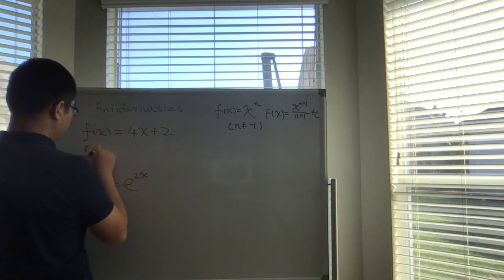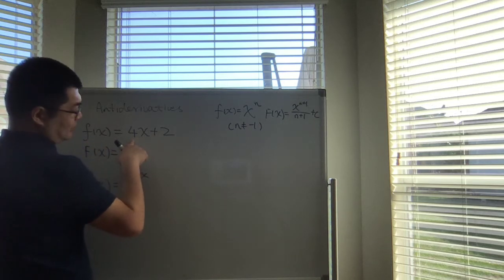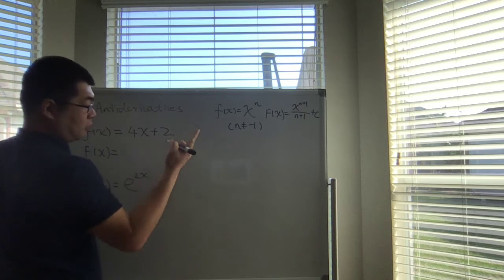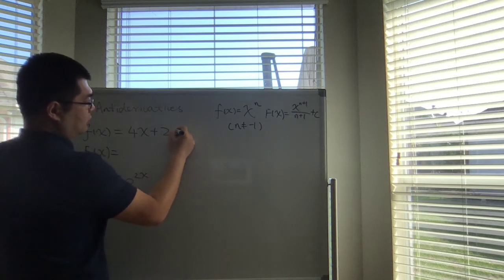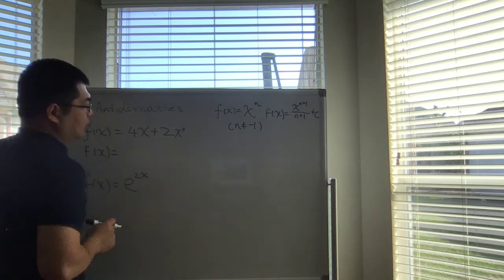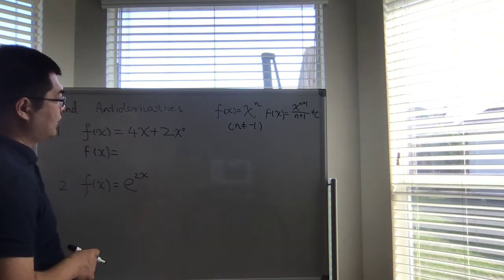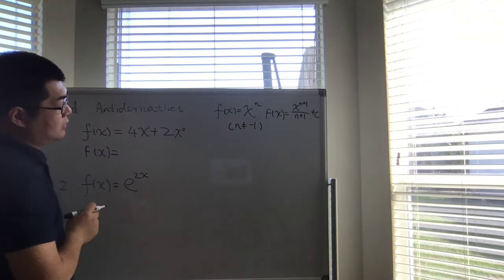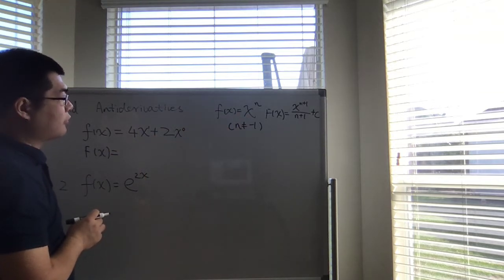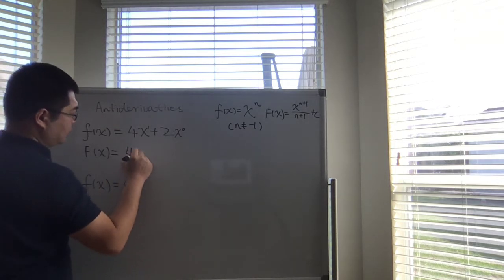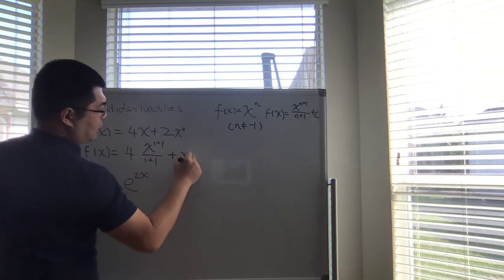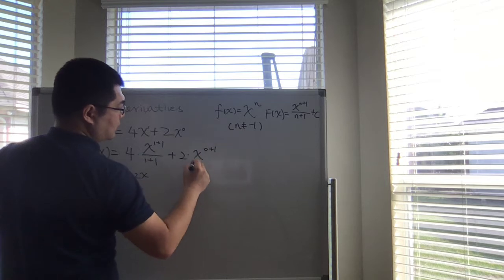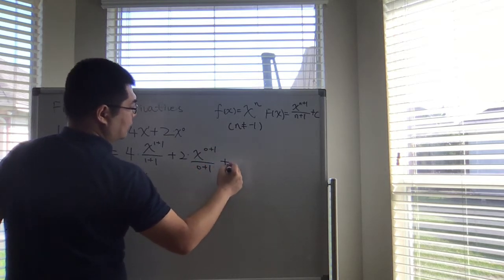So as you can see, 4 is a constant, and then this is x to the power of 1. Plus 2, well, you can think about it, this 2 is 2 times x to the power of 0, so you can also apply the power rule. So let's do that, which is 4 times x to the power 1 plus 1 over 1 plus 1, plus 2 times x to the power 0 plus 1 over 0 plus 1, and then plus a constant c.